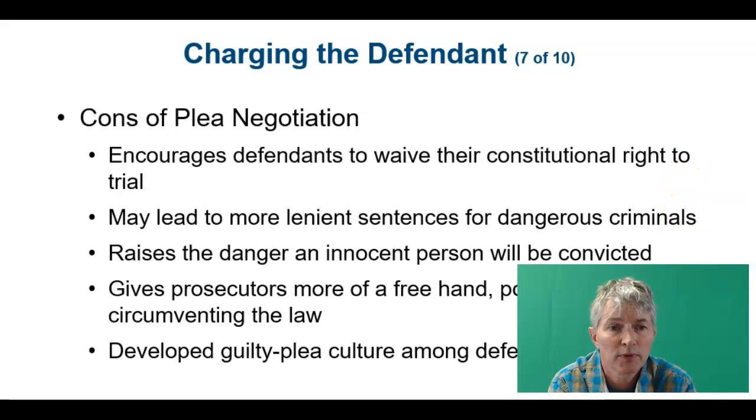The cons to a plea negotiation: it encourages defendants to waive their constitutional right to trial. It may lead to more lenient sentences for dangerous criminals. It raises the danger an innocent person can be convicted. It gives prosecutors more of a free hand, possibly circumventing the law. And it develops guilty plea cultures amongst defense lawyers.